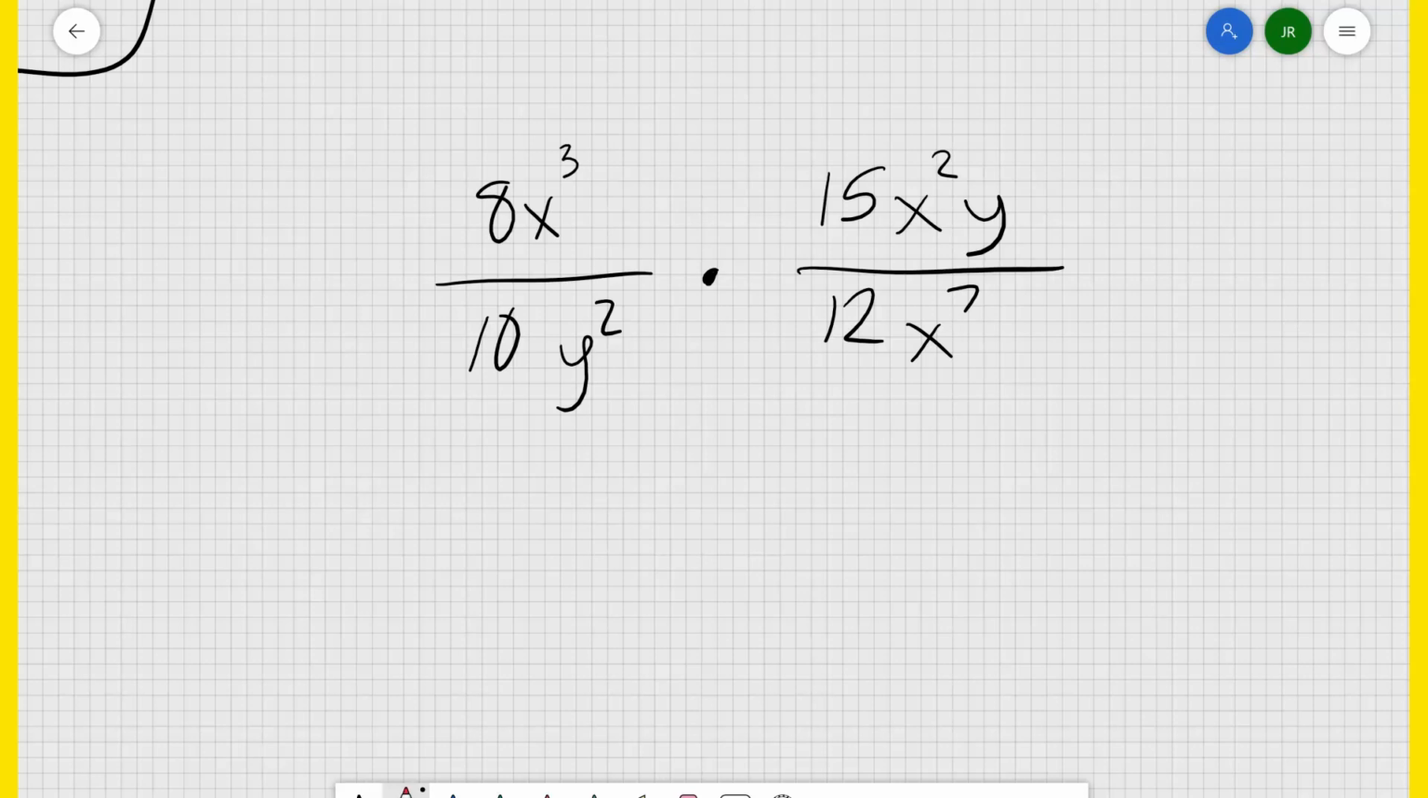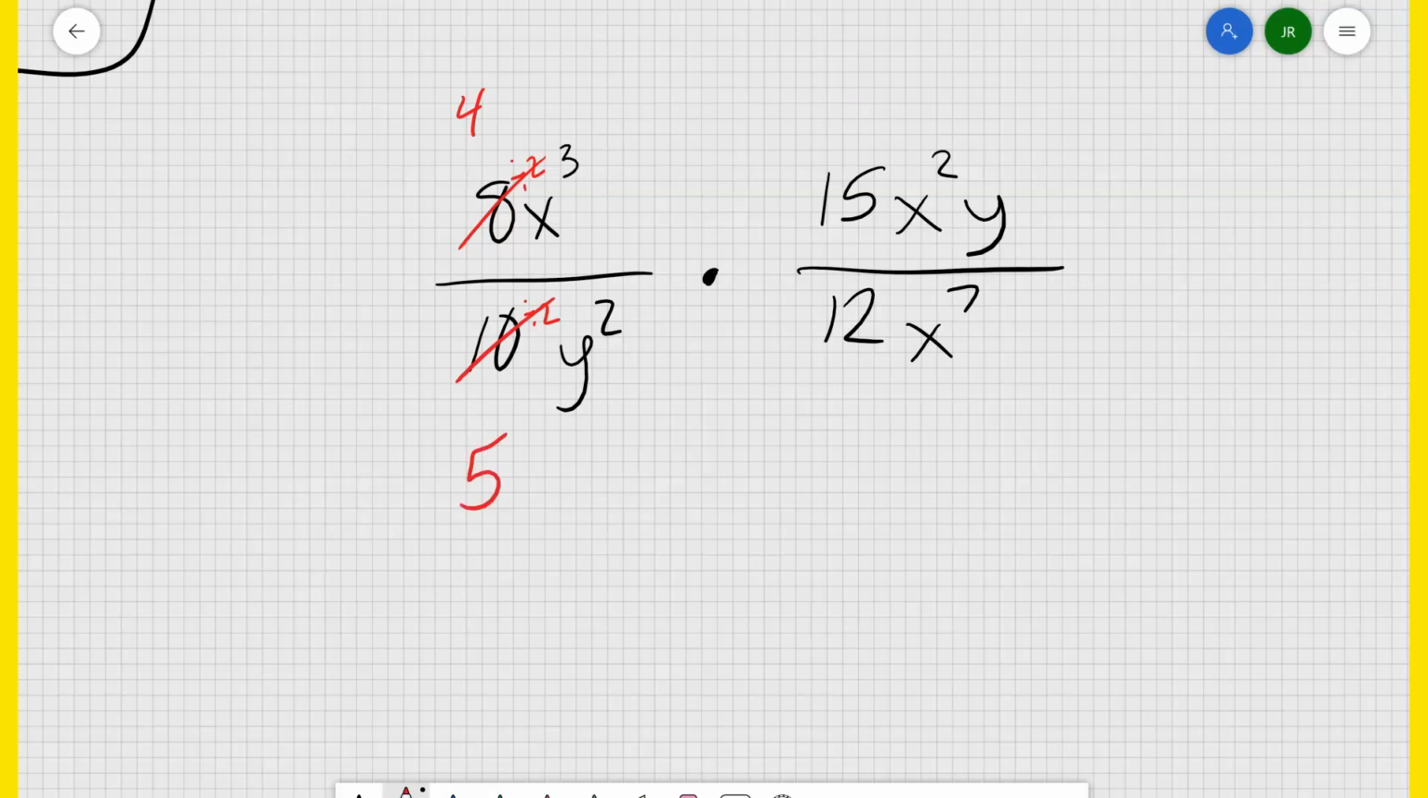All right. Remember, anything on top can reduce with anything on bottom. You have actually a lot of choices here. You could reduce the 8 and the 10, or you could reduce the 8 and the 12, or you could reduce the 15 and the 10. So just start somewhere. I think I'll go ahead and reduce the 8 and the 10. So I can divide both of these by 2 so that the 8 becomes a 4 and the 10 becomes a 5.